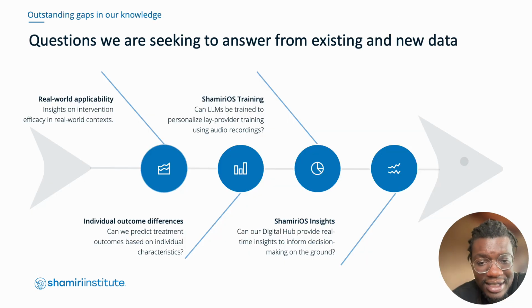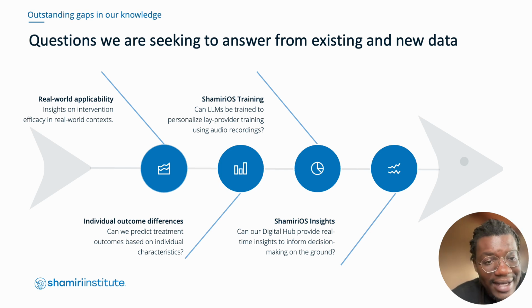To summarize, the questions that we're trying to answer, using the existing data set that we have and new data from implementation, are: what is the real-world applicability of our intervention? Can we get these insights on intervention effectiveness in real-world contexts? Can we also understand the individual differences in outcomes? Can we figure out for whom and under what circumstances interventions work?